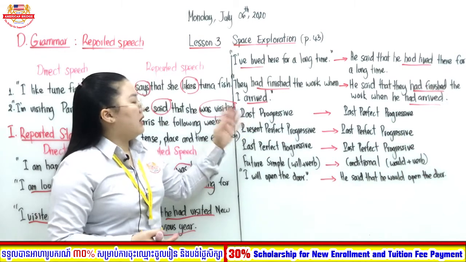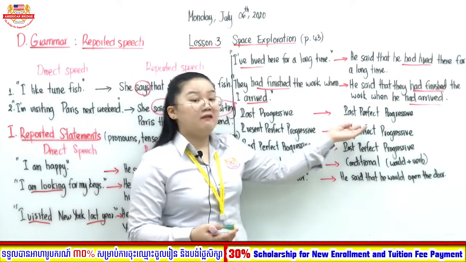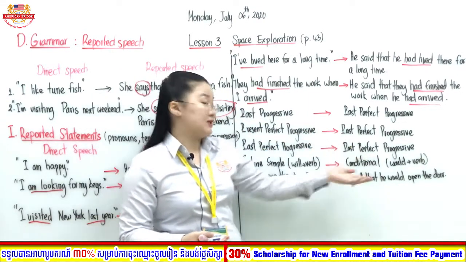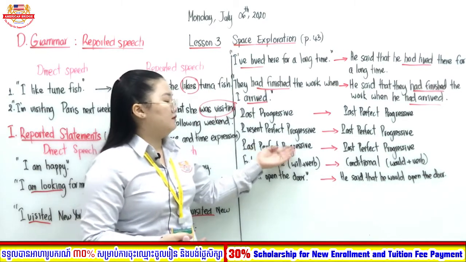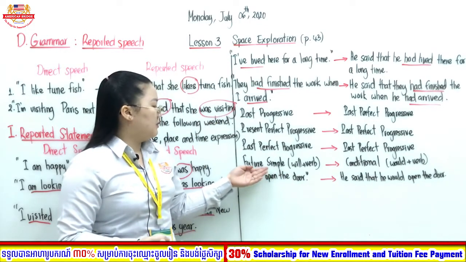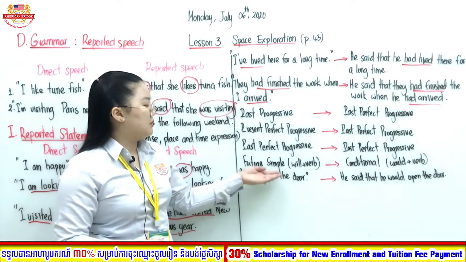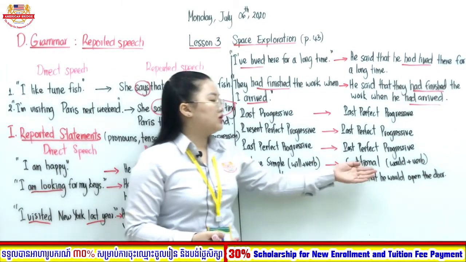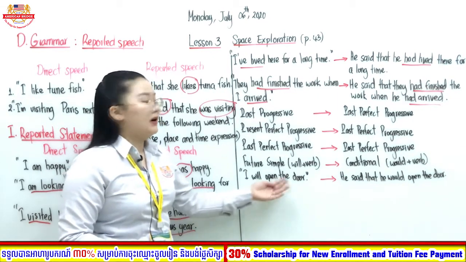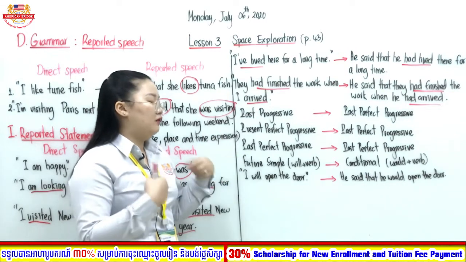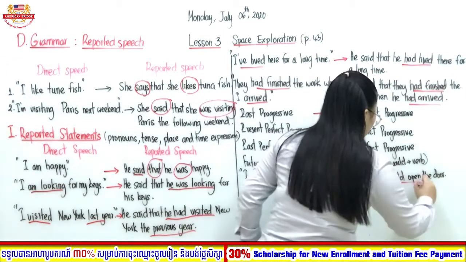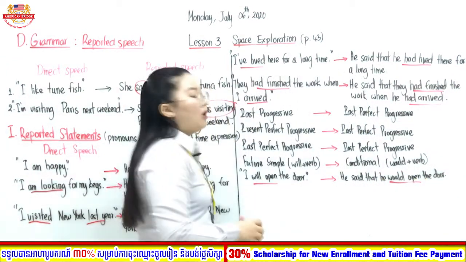So here, past progressive, we change it to past perfect progressive, and present perfect progressive, we change it to past perfect progressive, and past perfect progressive, we still change it to past perfect progressive. And also, let's take a look at the last one: future simple, will plus verb, we change it to conditional would. So here, I will open the door. When you want to report that, he said that he would open the door.